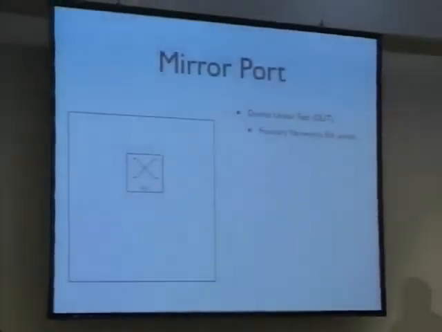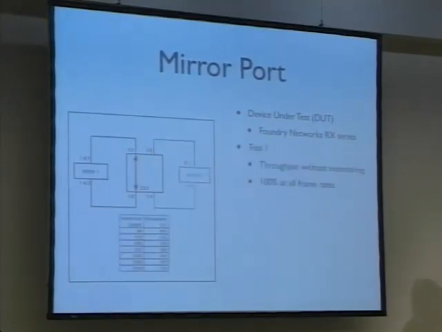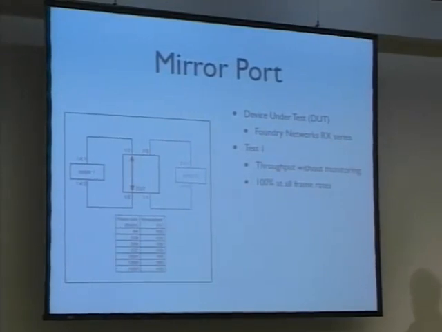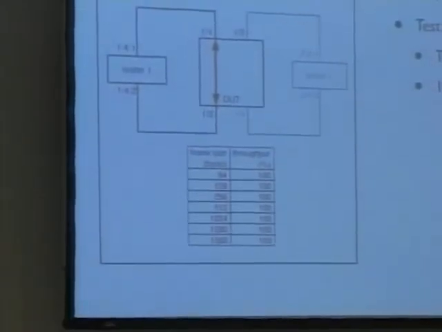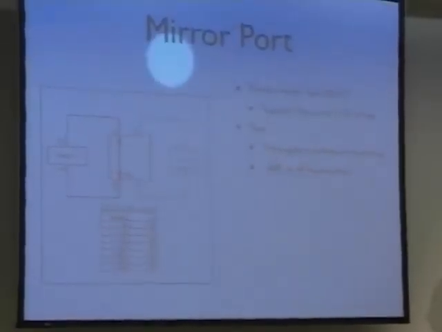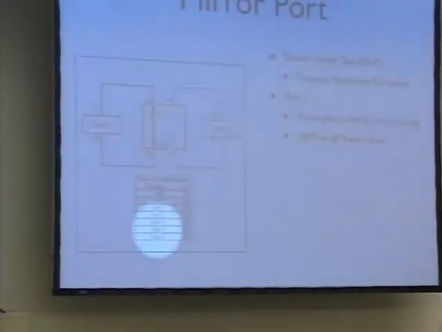So the device under test was a Foundry RX series switch. And this was the test setup, 2 testers going to the switch, and one of the testers was just sending traffic between the ports. Basically, what we started with. And without any mirroring, on all frame sizes, the throughput was 100%. So basically, this switch works. It can work line rate on 10 gigabit Ethernet.